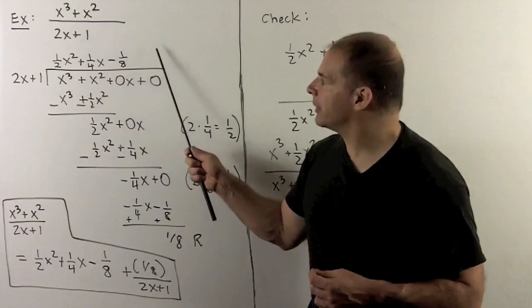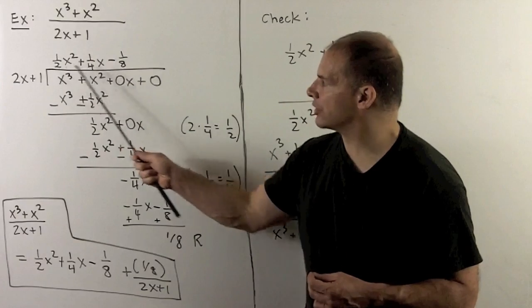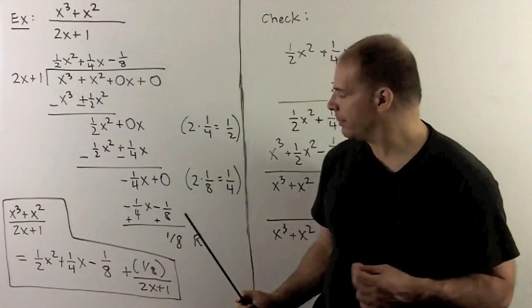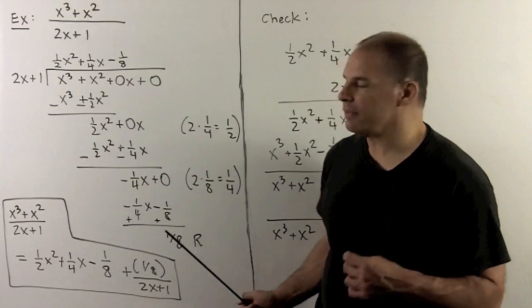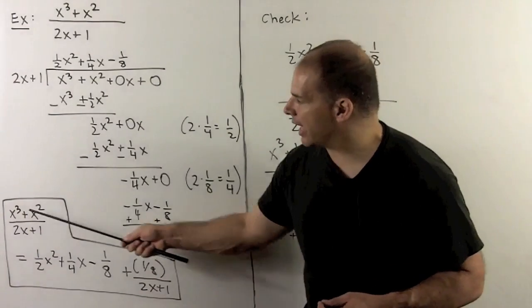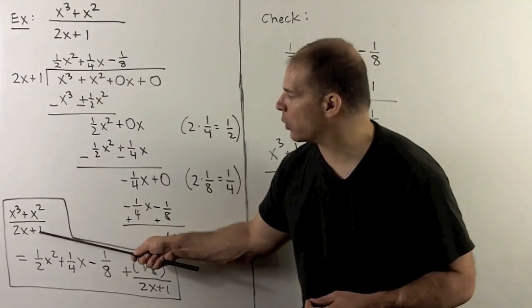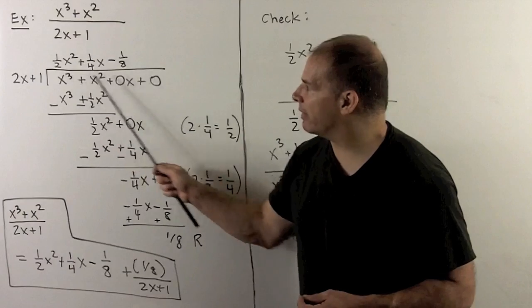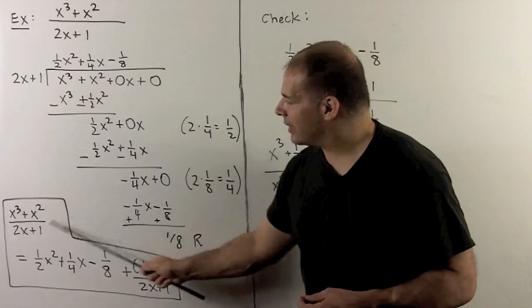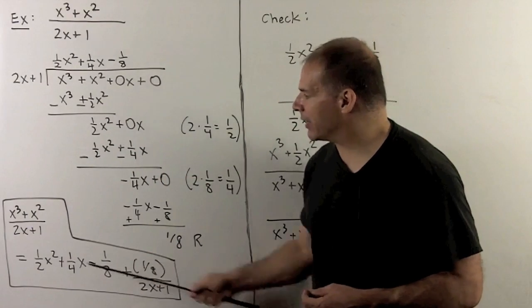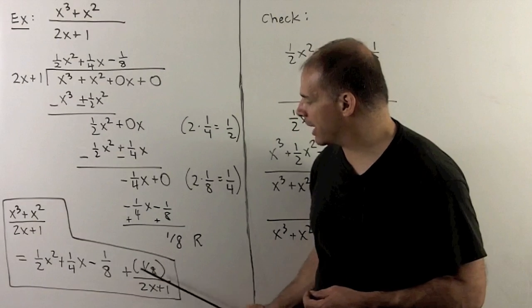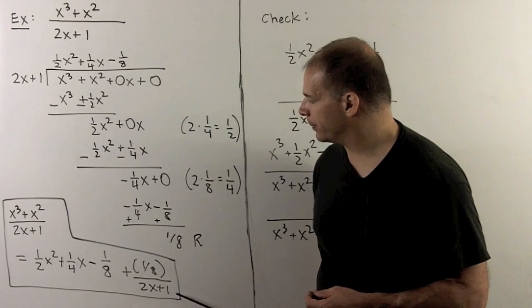So our quotient is above the bar, as so, and we have remainder 1/8. If I write my answer, okay, we're going to take x cubed plus x squared divided by 2x plus 1. We're taking what's above the bar as the quotient. And then we add to that our remainder divided by the denominator, so 1/8 divided by 2x plus 1.